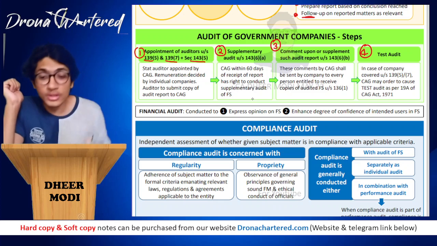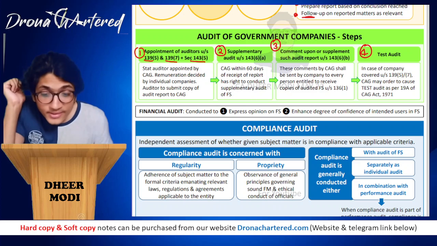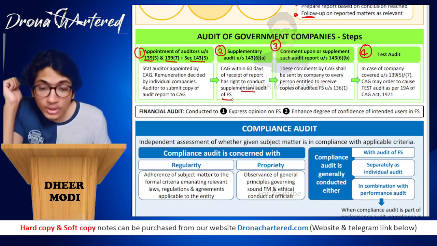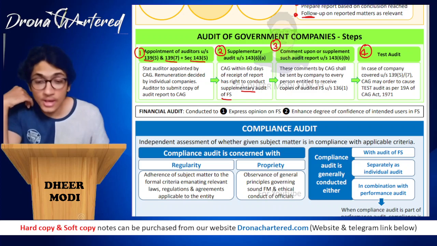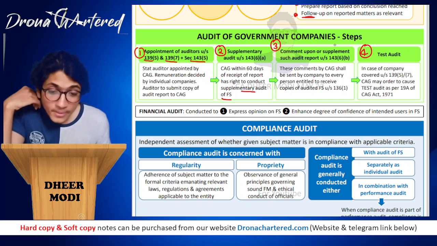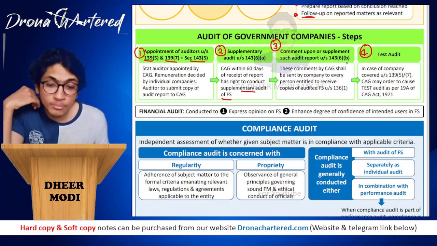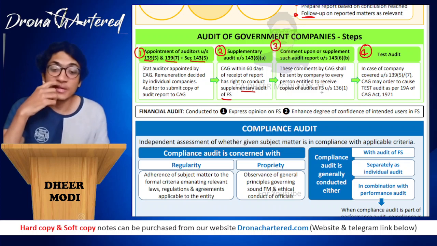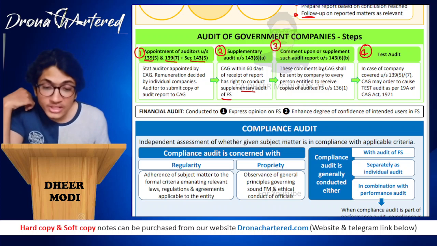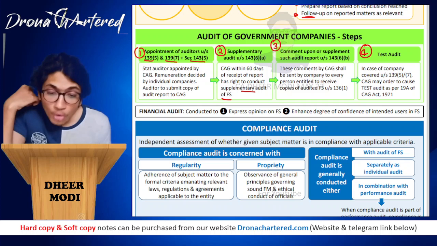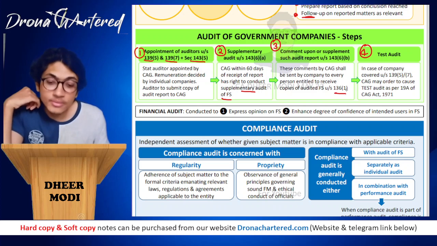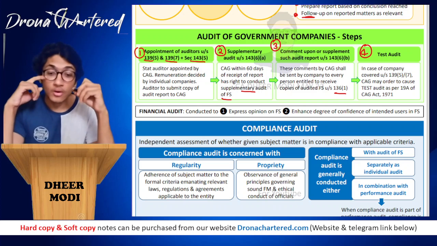So 143(6)(a): CAG, within 60 days of receipt of the report, has the right to conduct a supplementary audit of financial statements. Once he receives the report, he can do a supplementary audit. Third is comment upon or supplement such audit report under section 143(6)(b). These comments by CAG shall be sent by the company to every person entitled to receive copies of your audited financial statements under section 136(1).